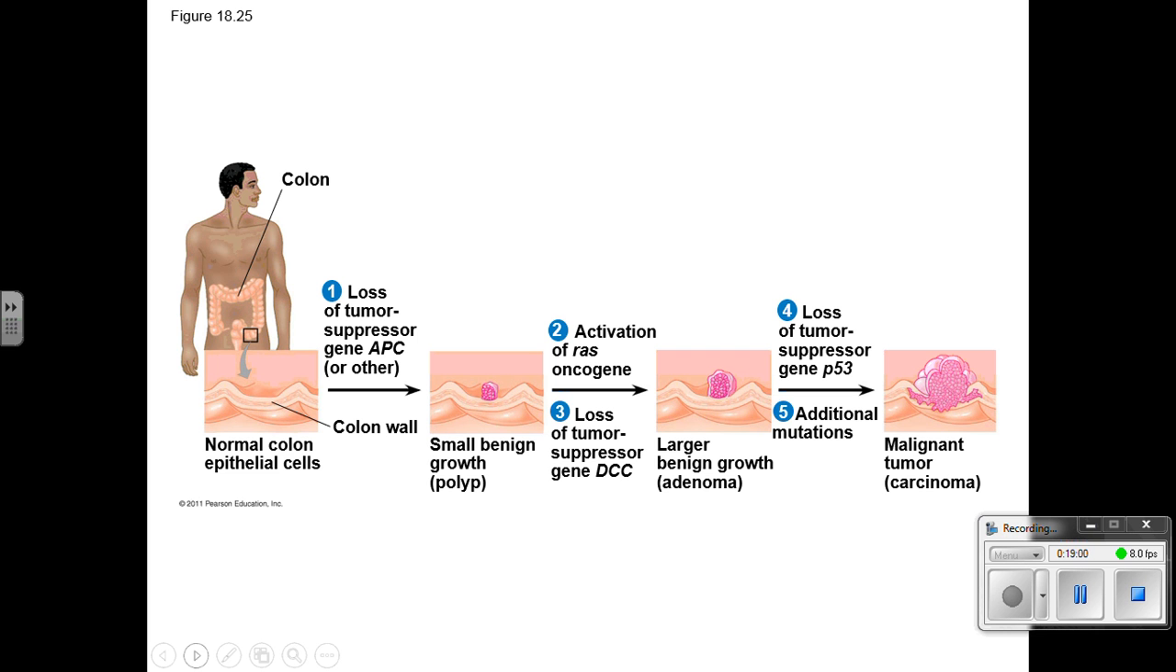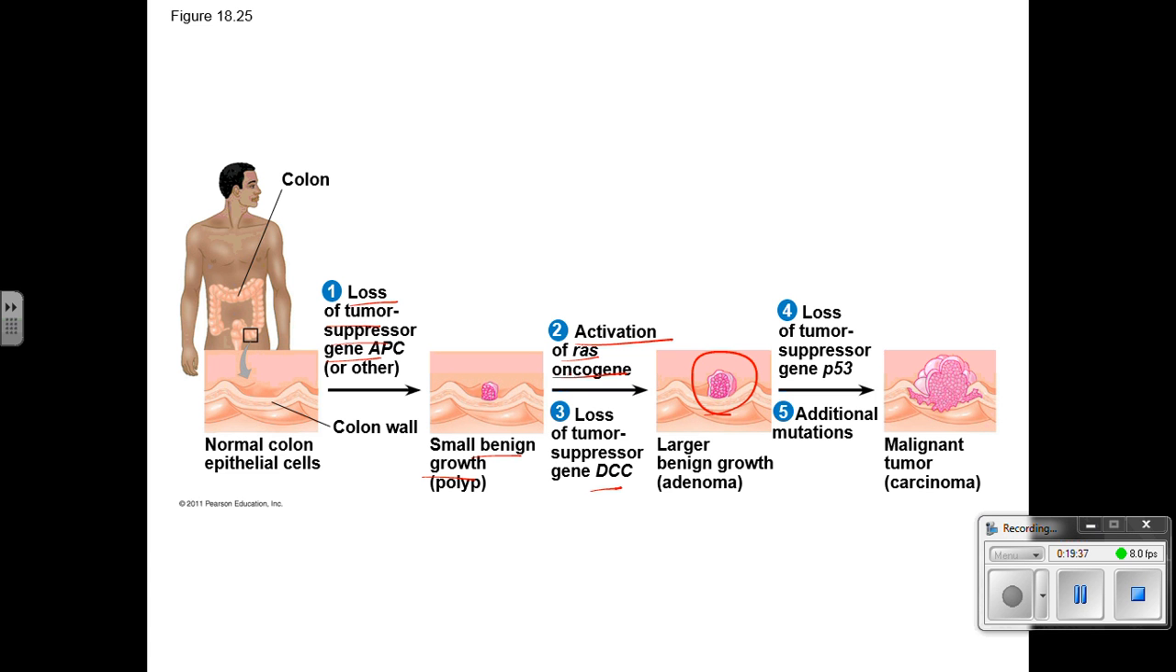So it's kind of like a multiple hit thing. Your first hit here in the colon, you've got normal colon, and you lose a tumor suppressor gene. You got some kind of mutation there. Now we've got a small benign growth. Now we have hit 2, an activation of a RAS oncogene. Now we're 2 for 2. Then we have the loss of the tumor suppressor gene DCC. So now we have 2 losses of tumor suppressor genes and an activation of an oncogene. Now we have a larger benign growth.